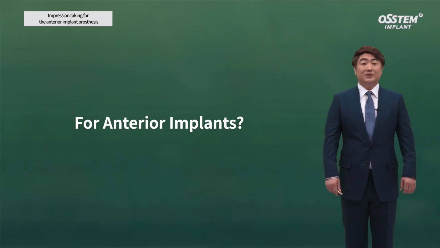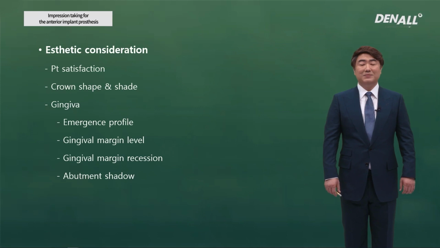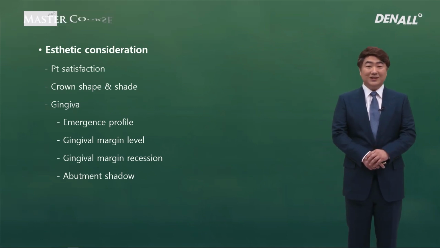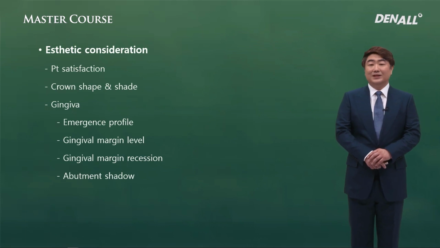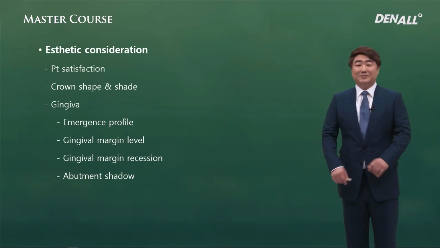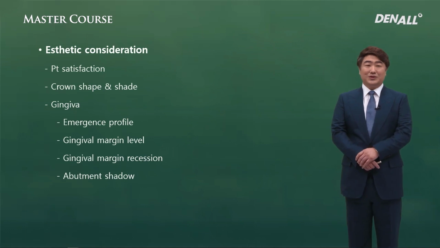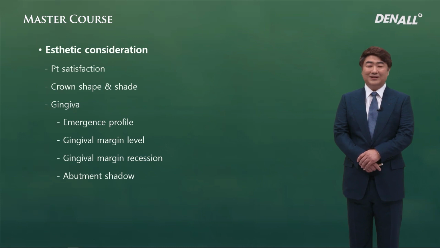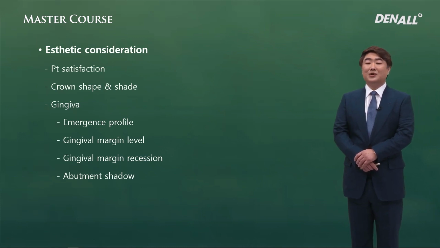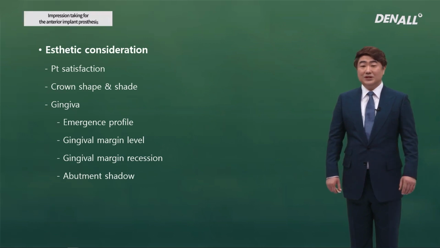But on the anterior side, what are some of the additional considerations that need to be made? Of course, aesthetics are something to be considered. I'm not an expert in this area, but I do find that patient satisfaction is the most important thing. Of course, dentists might think we can do more, but if the patient is satisfied, then we finish. And more specifically, crown shape and shade need to be created well.